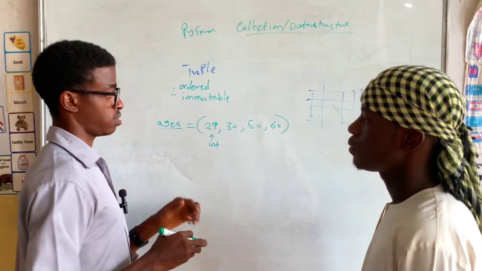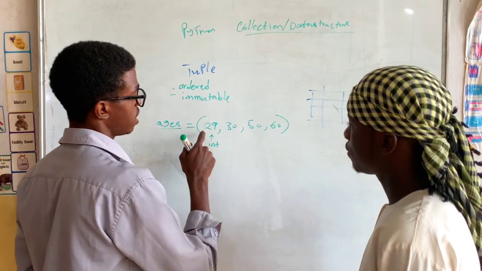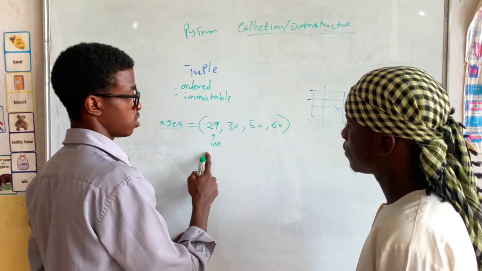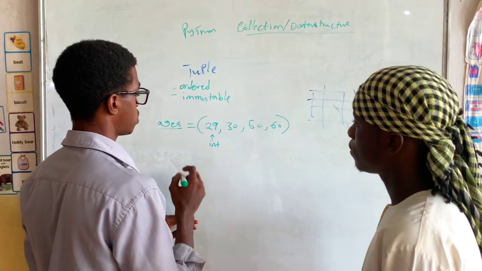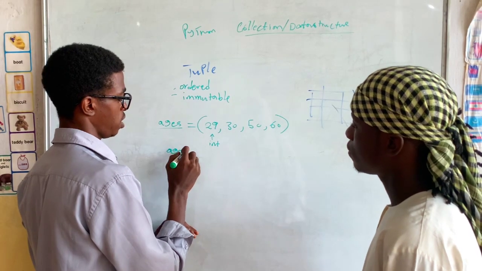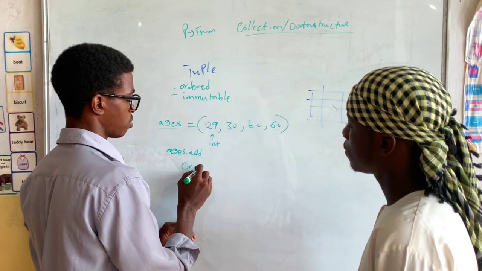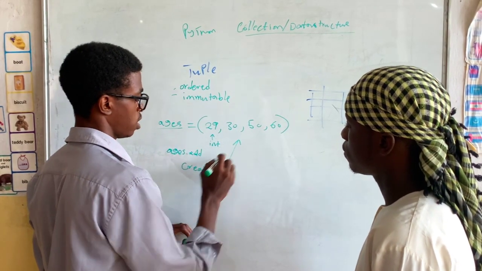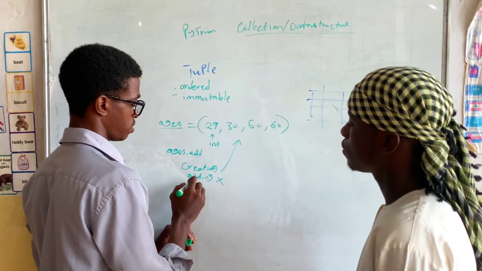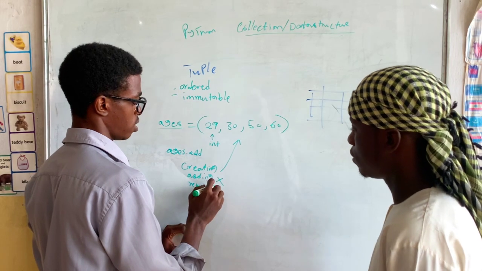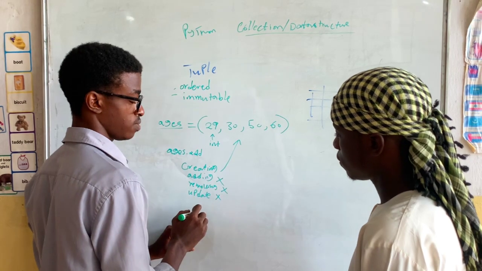This is the value, the data type. So these are all the data that we put inside ages. Now, like I said, with a tuple we cannot do something like ages.add or ages.append. This is how we create a tuple. But what about adding? When you create a tuple, you cannot add an element to it. Removing, you cannot remove. Updating, you cannot update either.